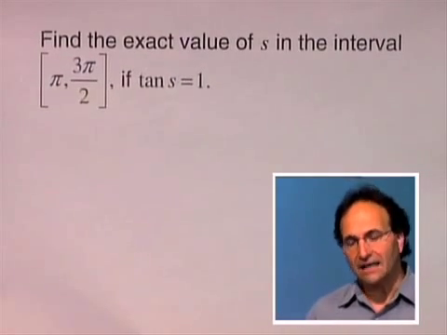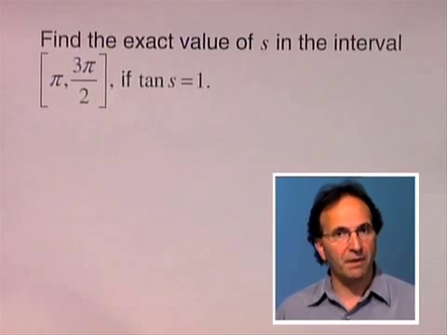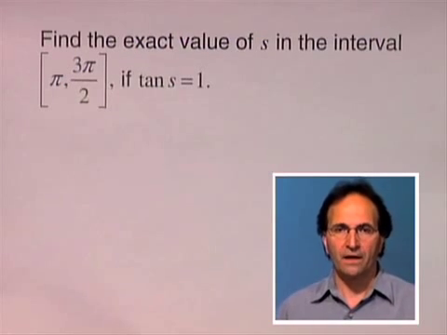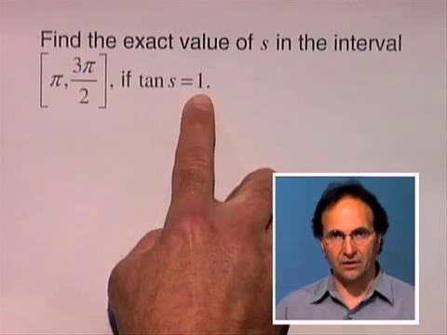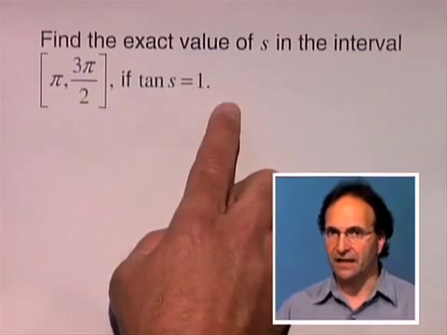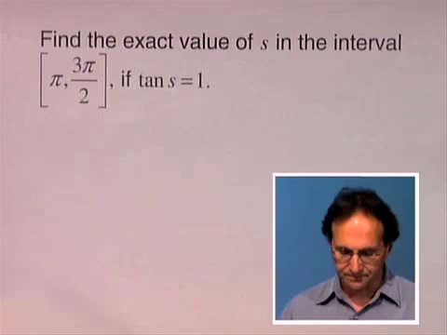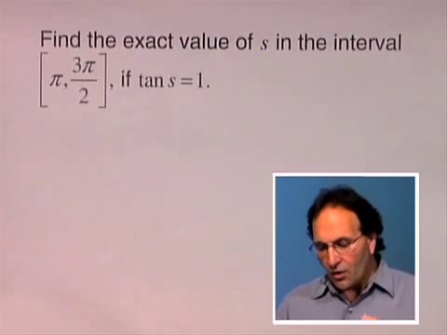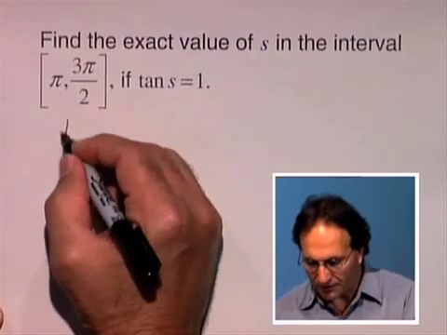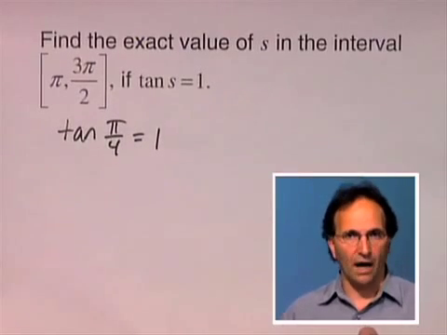Let's find the exact value of s in the interval pi to 3 pi over 2 if tangent s is equal to 1. So here we're given the tangent value, 1. We're asked to find the real number whose tangent is 1. That should make you think of inverse tangent. Now, the good thing is we know this one. It's one we're supposed to have memorized. We know that the tangent of pi over 4 is equal to 1.